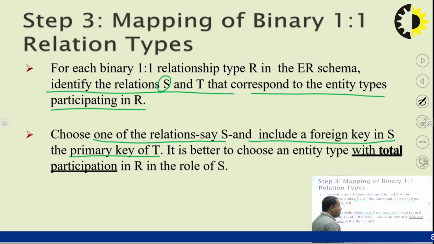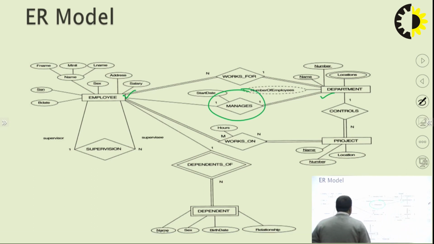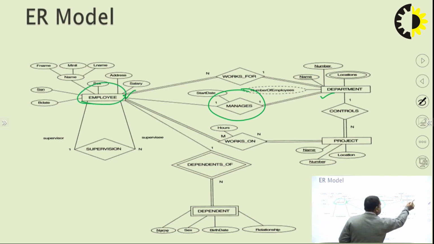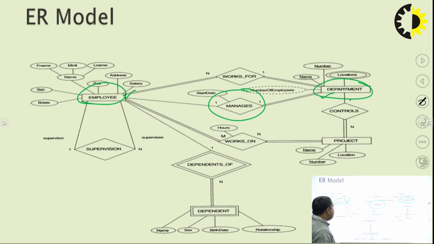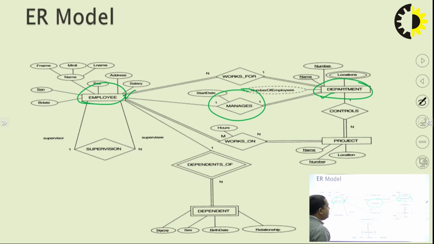key of T. Okay. So, in this example, can we find one-to-one binary relations? How many binary one-to-one relations are there? So, we can see in this and this. This is a one-to-one relation. Is there any other one-to-one relation? Can we see? No. So, this employee and this department verify to be in a one-to-one binary relation. So, in this case, what to do? We first identify those entities. We already identified two entities, employee and department, as having a one-to-one binary relationship.